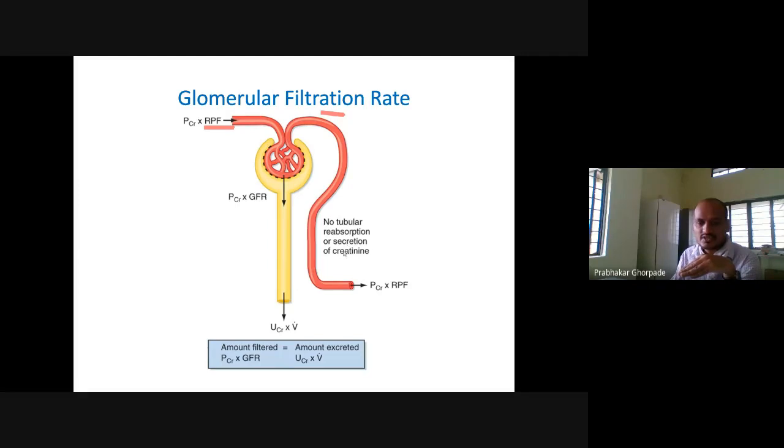No tubular reabsorption or secretion of the creatinine occurs. So tubular reabsorption and secretion doesn't occur. So basically, this is the glomerular filtration rate, this is urinary creatinine level, plasma creatinine level, and based on this formula, plasma creatinine level multiplied by glomerular filtration rate should be equal to the amount of the creatinine in the urine multiplied by volume of the urine. So the amount filtered should be exactly equal to the amount excreted.